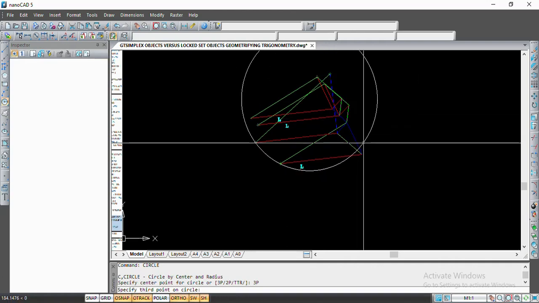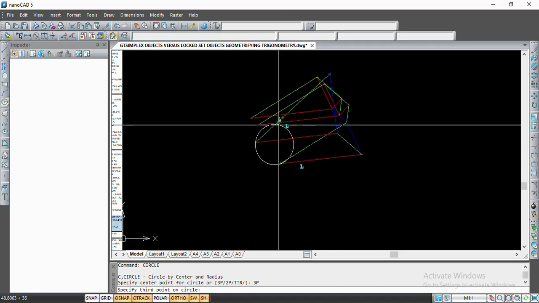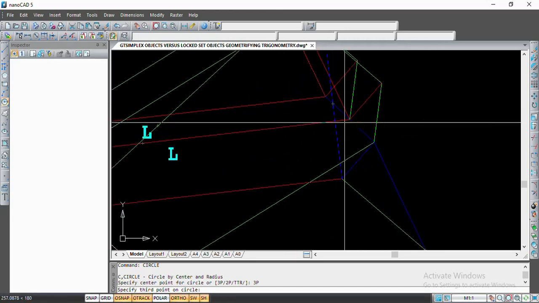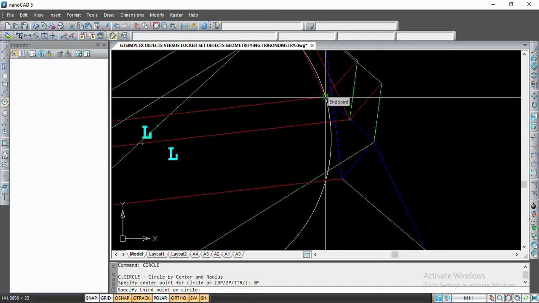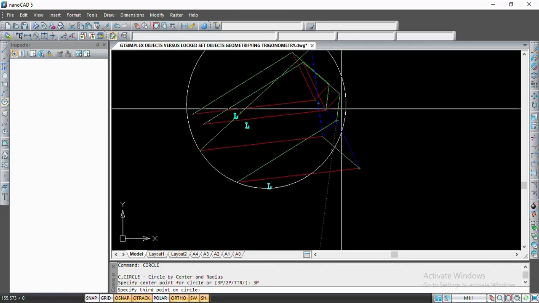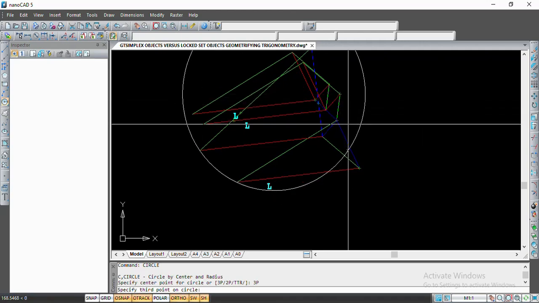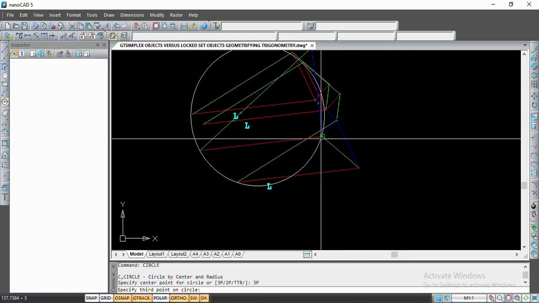And for different values of theta, the behavior of these calculations can have different theorems and different properties. And these theorems were never discussed in classical trigonometry because in classical trigonometry, we were not constructing Gtsimplexes. In classical trigonometry, we were not constructing locked sets. So we could never have these kinds of theorems in classical trigonometry.